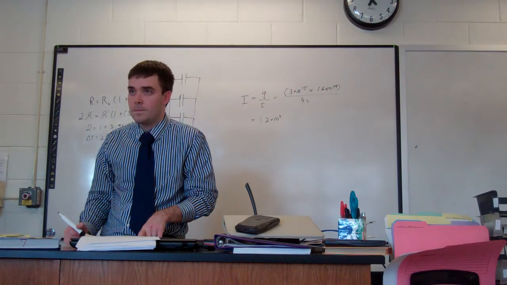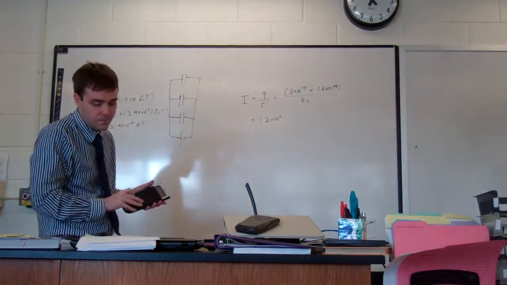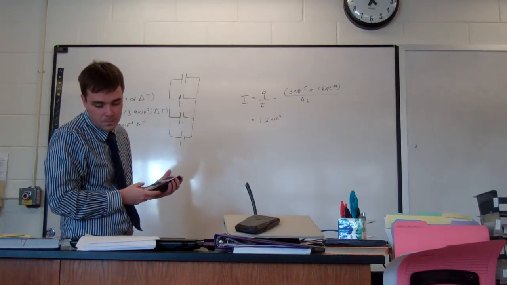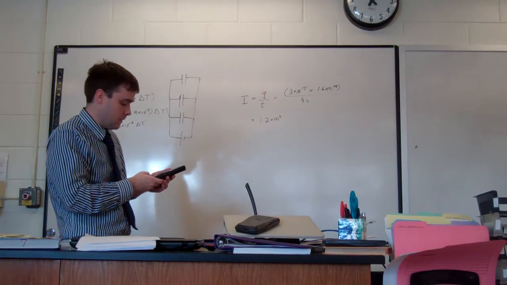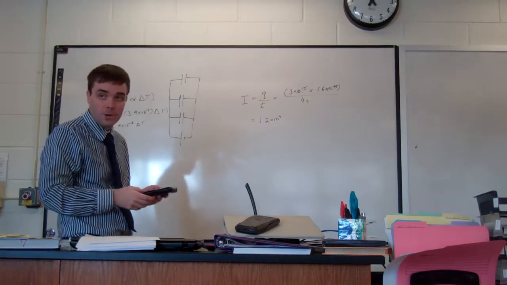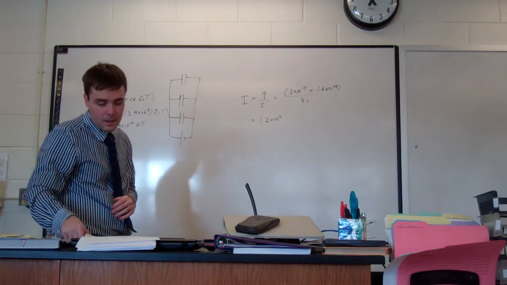You get 1.2 times 10 to the negative 4 amps, and you times it by 1,000 for milli, so you get 0.12. We're good. Okay, so A. I just didn't know what milli was, I thought it was centi for some reason.